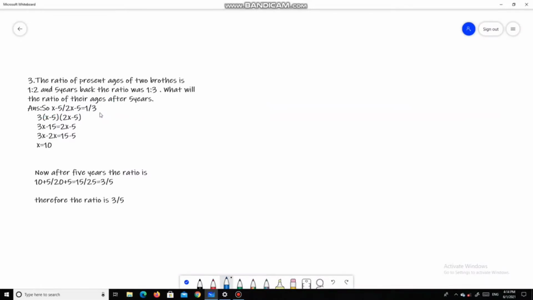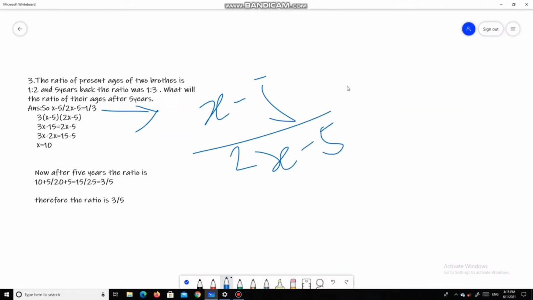So first we have to compare, that means x minus 5. This is actually 1x, but while writing we are not writing the 1, we directly write x, and down we should write 2x minus 5, because 5 years later we are comparing it. 1:3 is the ratio of the ages of the brothers, and we are comparing it, so it should be equal to each other. So we are subtracting 5 from this ratio. Here is 1x, we are not writing that 1. Okay, so we have to just now cross multiply it, means this multiplied by this and this multiplied by this.